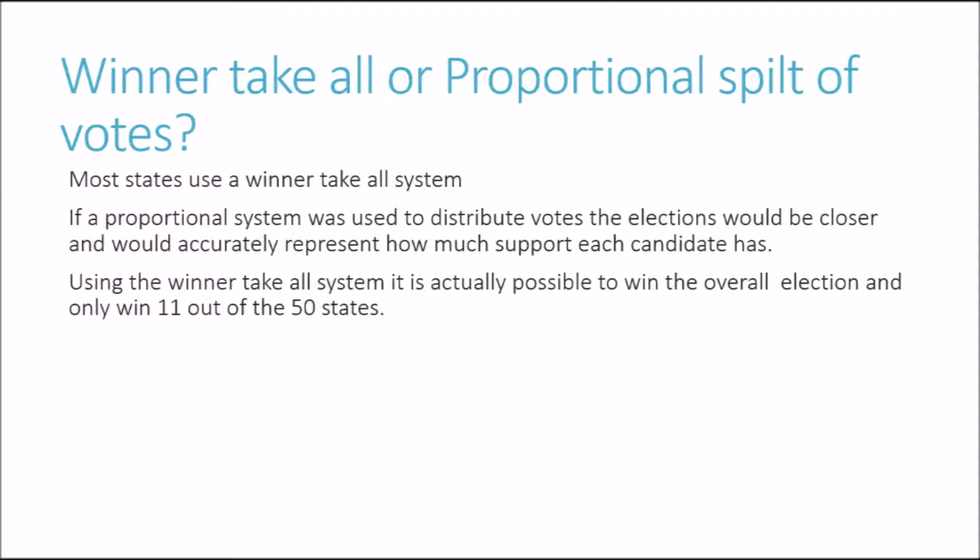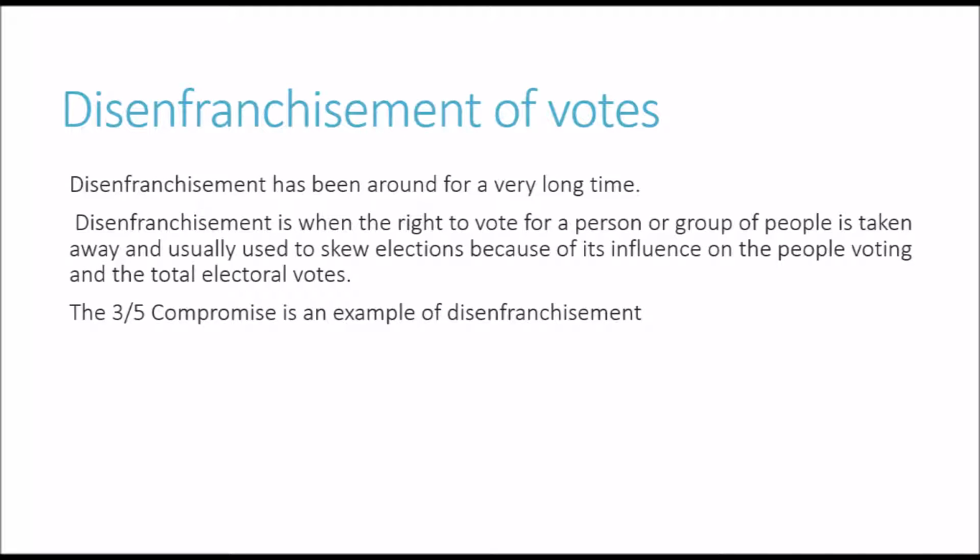An example of this would be, let's say there's 16 electoral votes in one state, and candidate 1 receives 75% of the vote, and candidate 2 receives 25%. Under the proportional system, candidate 1 would receive 12 votes, and candidate 2 would receive 4 votes, making the results much more accurate. The Electoral College promotes disenfranchisement of voters.